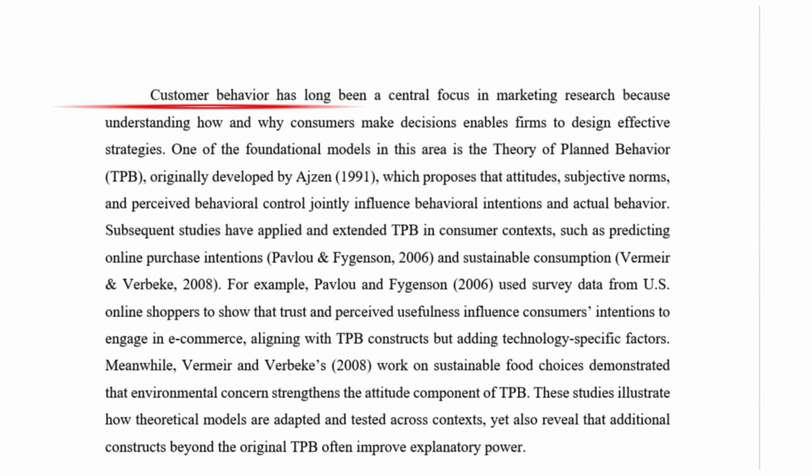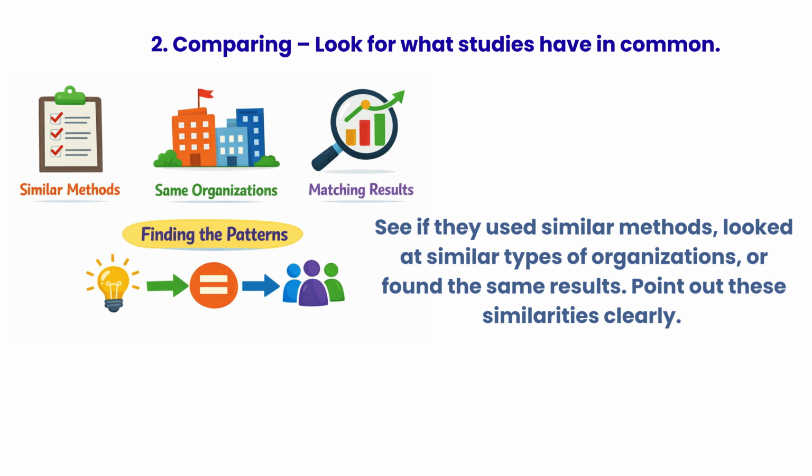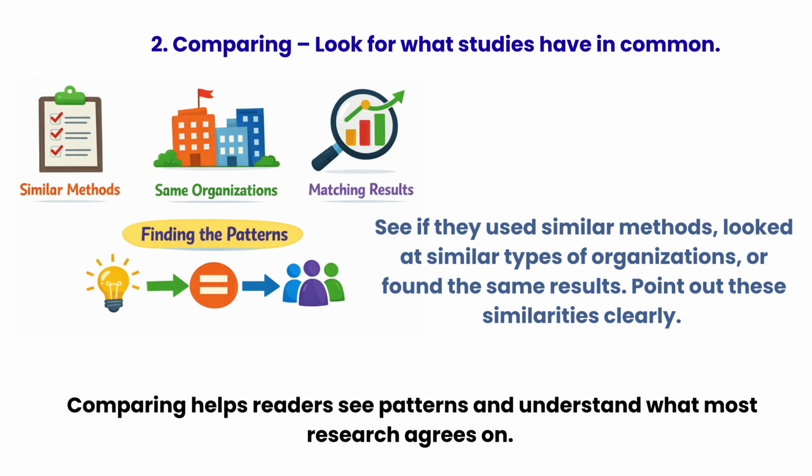For example, if you talk about a popular model of customer behavior, cite the study that first introduced it and also newer studies that tested or updated it. Always mention the source of statistics, theories, and examples. 2. Comparing. Look for what studies have in common. See if they used similar methods, looked at similar types of organizations, or found the same results. Point out these similarities clearly. Comparing helps readers see patterns and understand what most research agrees on.